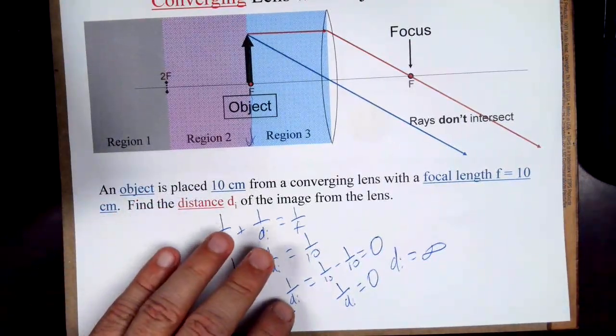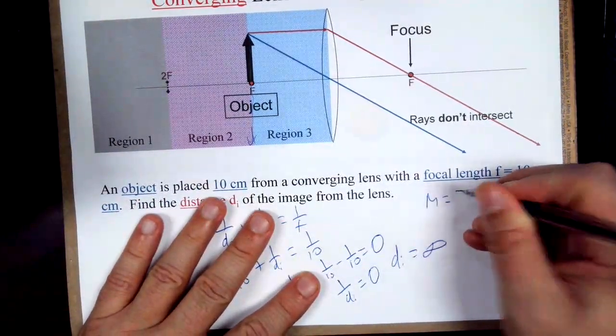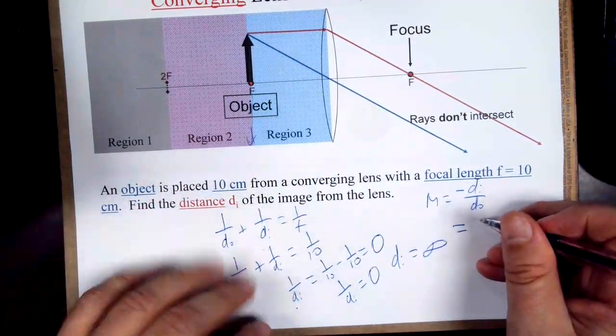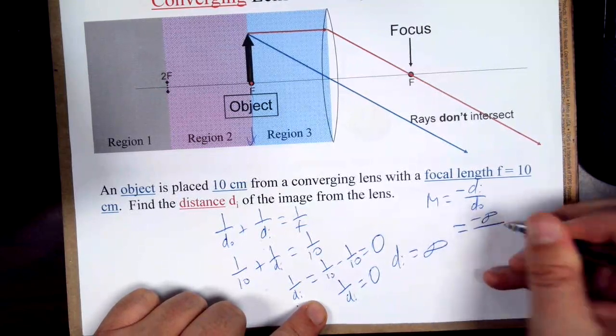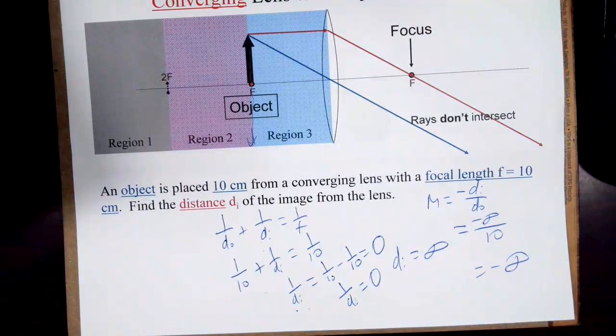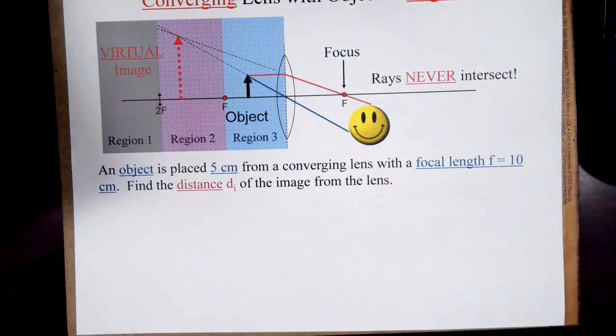So that means if we're trying to find the magnification, this is negative di over do. So let's see, negative di, so that is negative infinity over 10. So that is negative infinity. So I don't know, it's kind of undefined here since the image never really forms. You could think of it as the magnification here, though, is infinite because the image would be infinitely large since it keeps going on and on. All right, so last one.